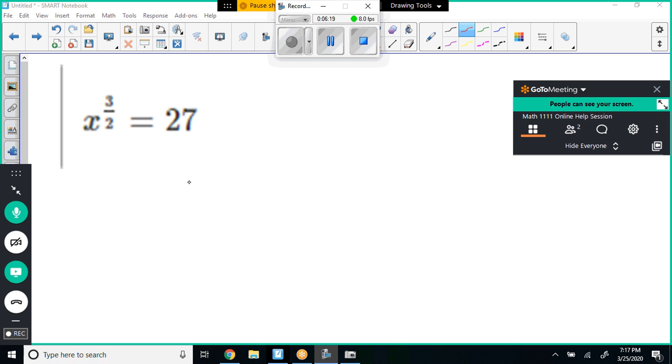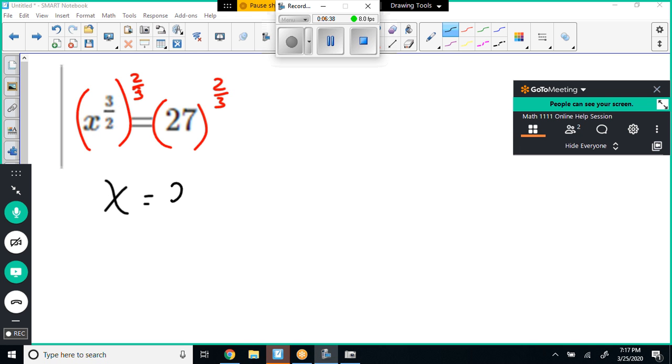All right, so what I'm going to do is it's x raised to 3/2, so I'm going to raise it to the 2/3 because that would be the reciprocal, right? What you do to one side, you got to make sure you do to the other, right? So your x, that cancels, it just gives me x to the first. Now, you can evaluate 27 raised to 2/3, right, on your calculator. But I want you to get used to doing this.